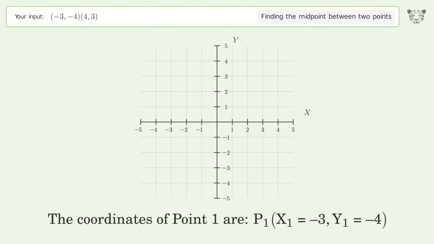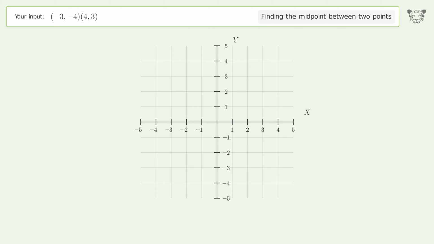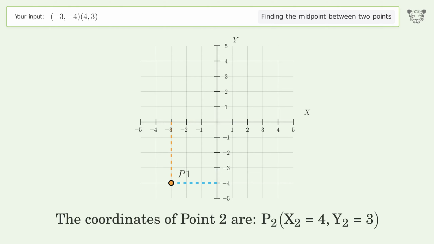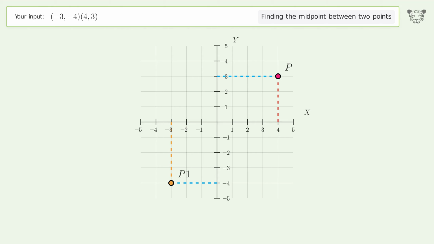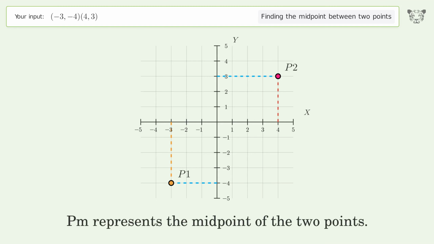The coordinates of point 1 are x1 equals negative 3, y1 equals negative 4. The coordinates of point 2 are x2 equals 4, y2 equals 3. PM represents the midpoint of the 2 points.